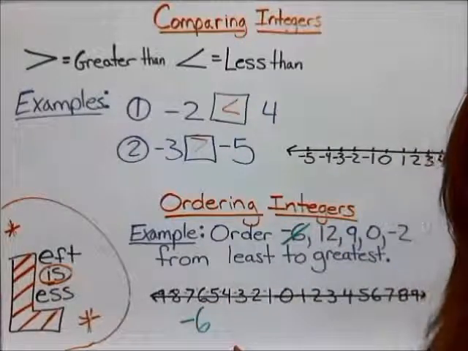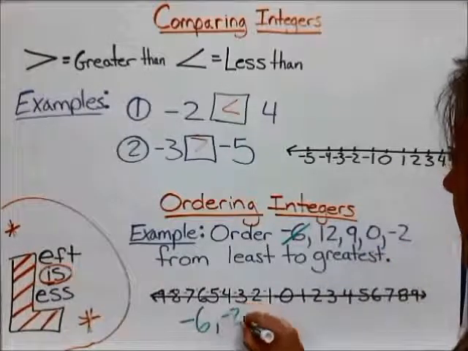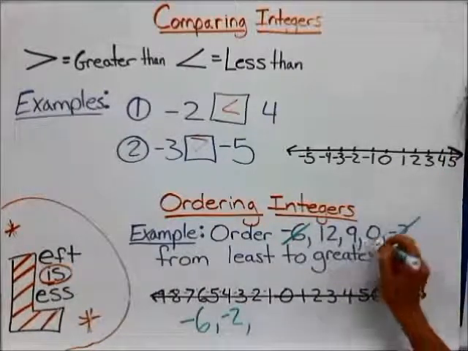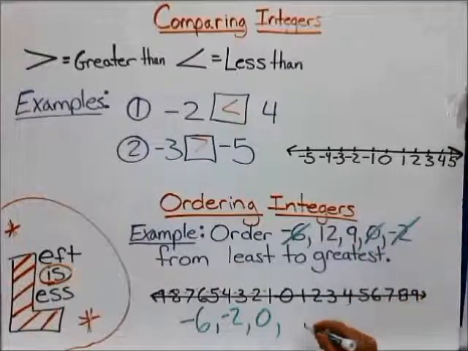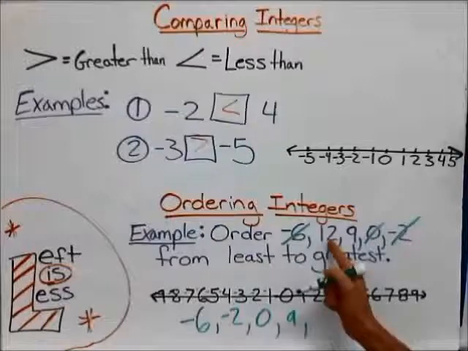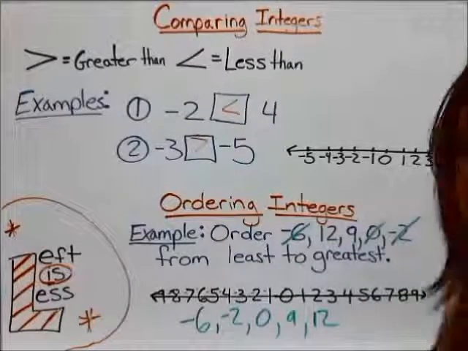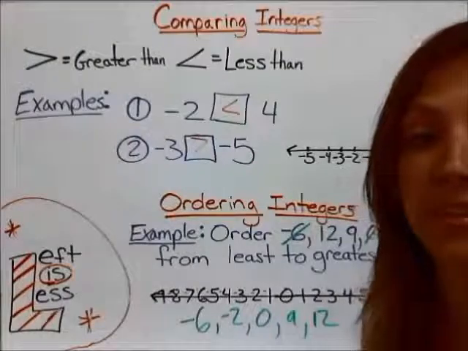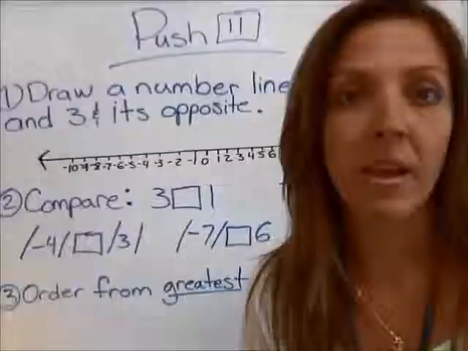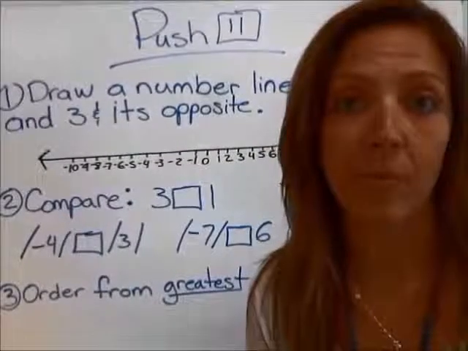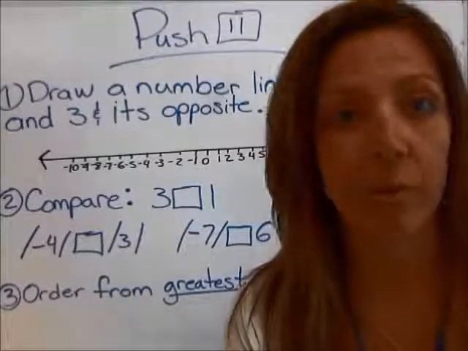My next number, negative number up here would be -2, so that would be the next least number. Then comes 0, and then 9 is next on my number line. And then 12 would be further to the right. So in order from least to greatest, I have -6, -2, 0, 9, and 12. Now push pause and try these out. And when you're ready, press play and I'll go over them with you.